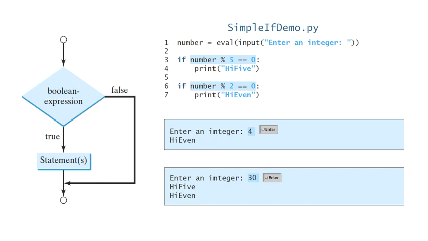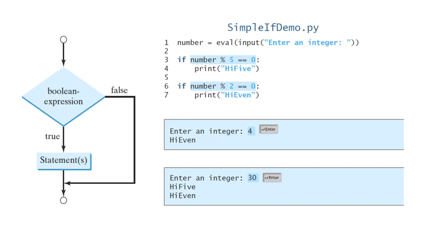So this is the flow chart for a one-way if statement. Boolean expression, if it is true, then the statement, a single statement or multiple statements, will be executed. If the Boolean expression is false, it will come out from the if.